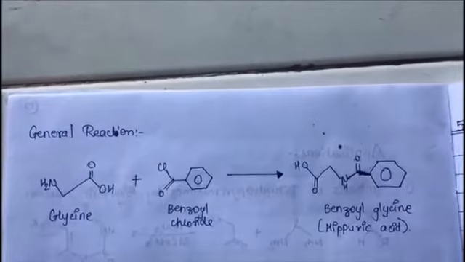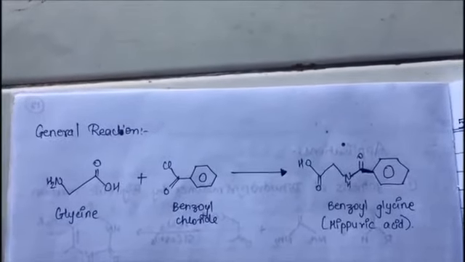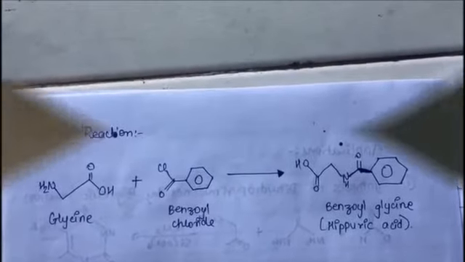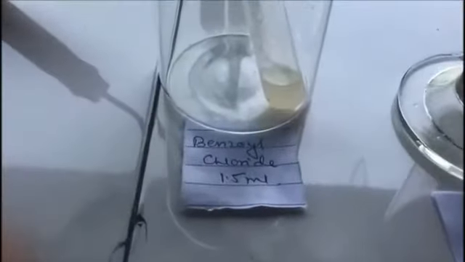Hello students, today we are going to synthesize hippuric acid, that is benzoyl glycine, from glycine and benzoyl chloride. For that we require 1 gram of glycine, 10 ml of 10% sodium hydroxide and 1.5 ml of benzoyl chloride.